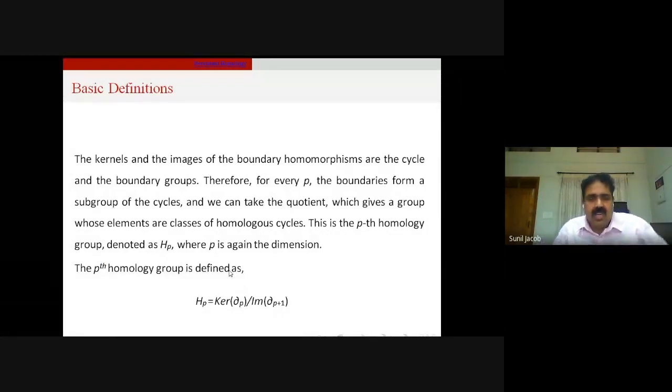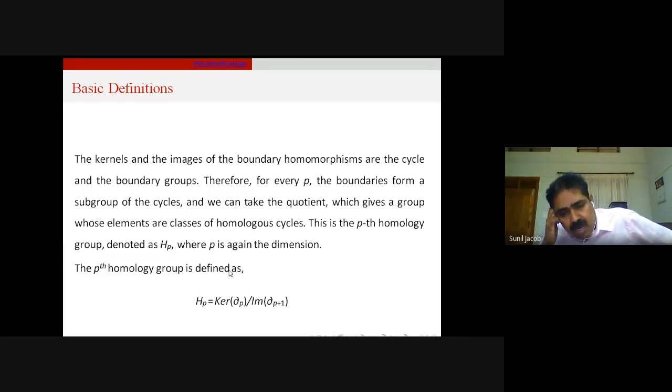In fact, here they are called homologous cycles. The members are cycles. That means for one cycle, there will be other cycles which are homologous to it. All those will form an equivalence class. This is the pth homology group, denoted as HP, where P is again the dimension.